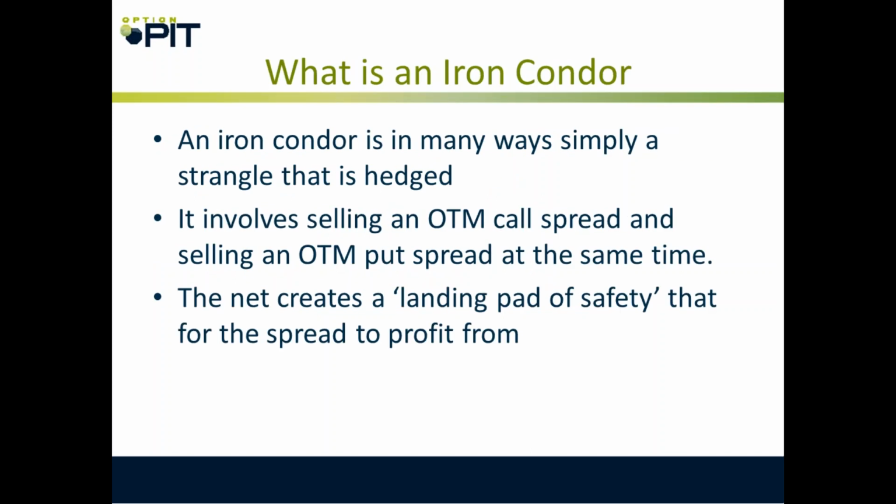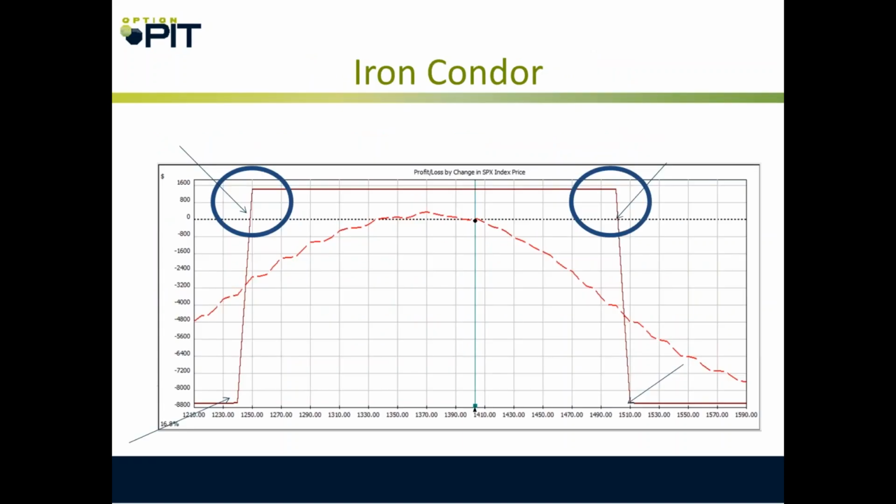All right, now let's talk about an iron condor. An iron condor is, in many ways, simply a strangle that is hedged. It involves selling an out-of-the-money call spread and selling an out-of-the-money put spread at the same time. It creates a wider landing pad of safety. I like these when they're a little more forgiving of some realized volatility than an iron butterfly is, but they're actually maybe a little worse for vega on a raw number. So that's your basic iron condor.